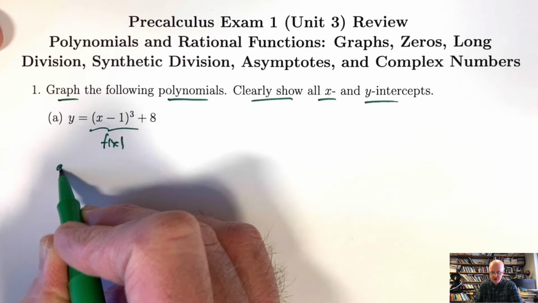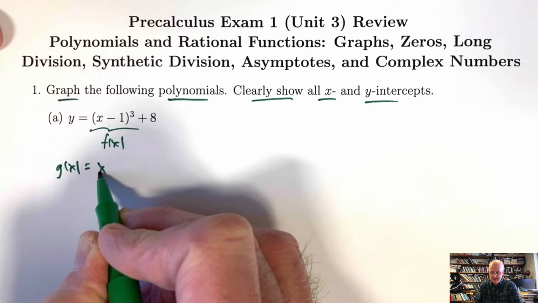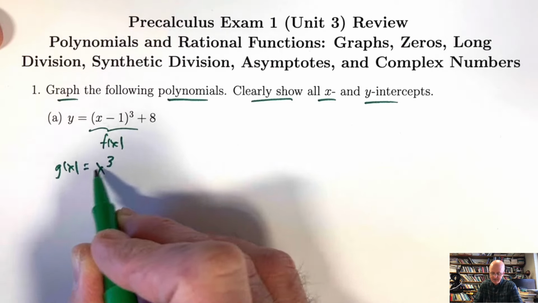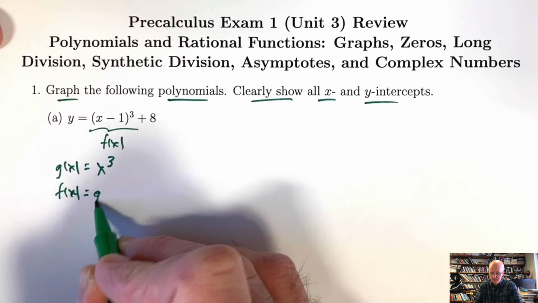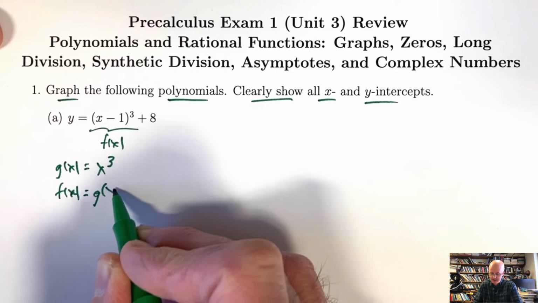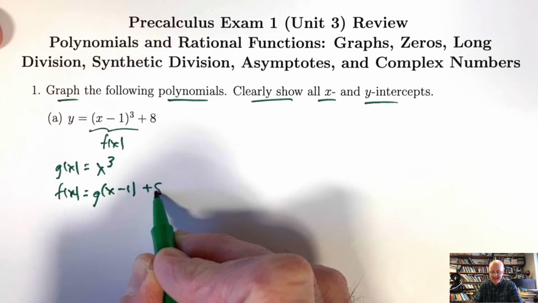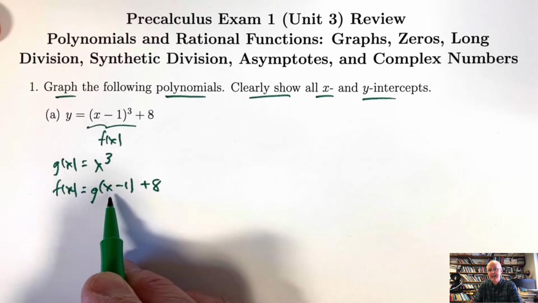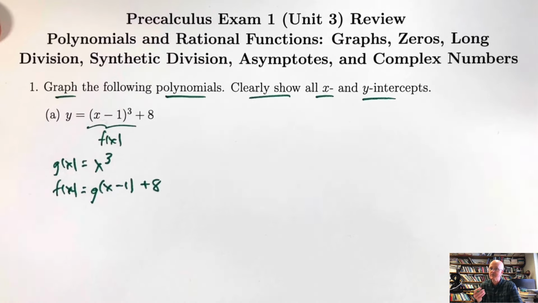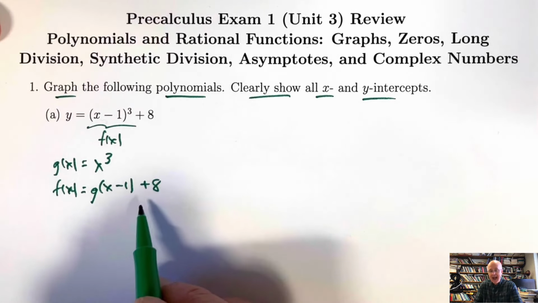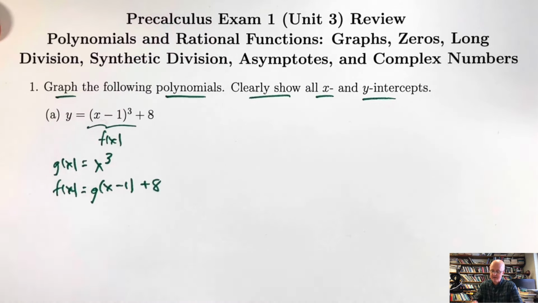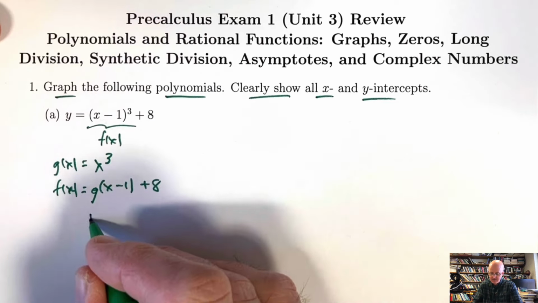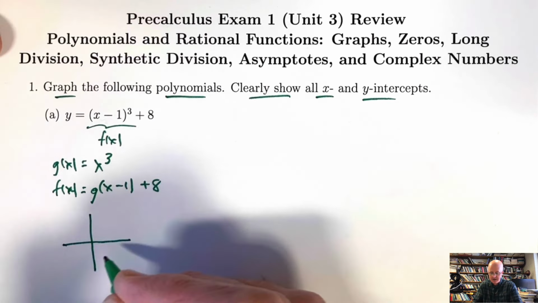If we let g of x be just x cubed, we see that f of x can be found from g of x by replacing x with x minus 1 and then adding 8. Replacing x with x minus 1 takes the graph of g and translates it to the right by 1 unit. Adding 8 outside the function translates it upwards by 8 units. So if we know what the graph of g of x is, we can apply those transformations.